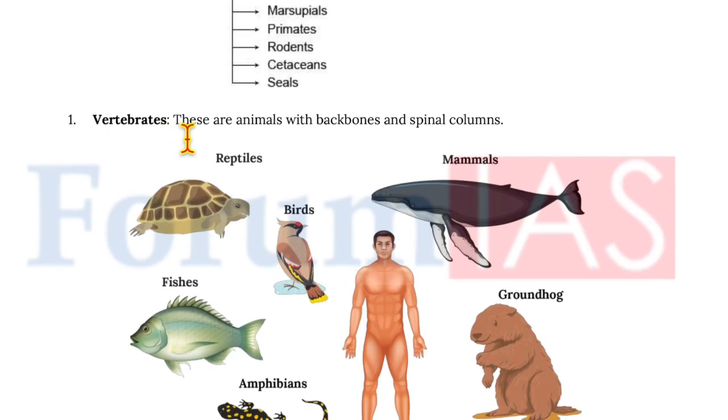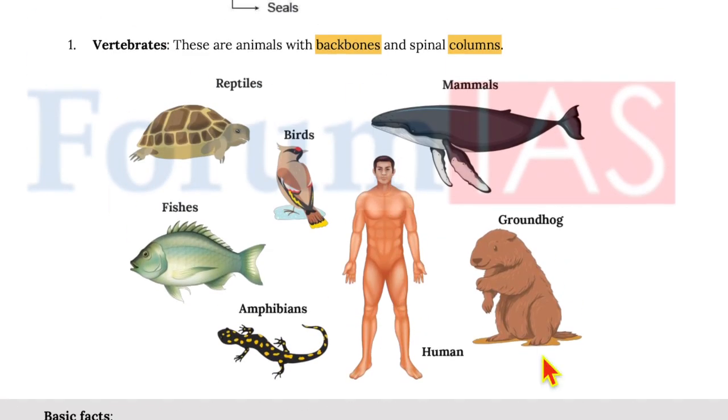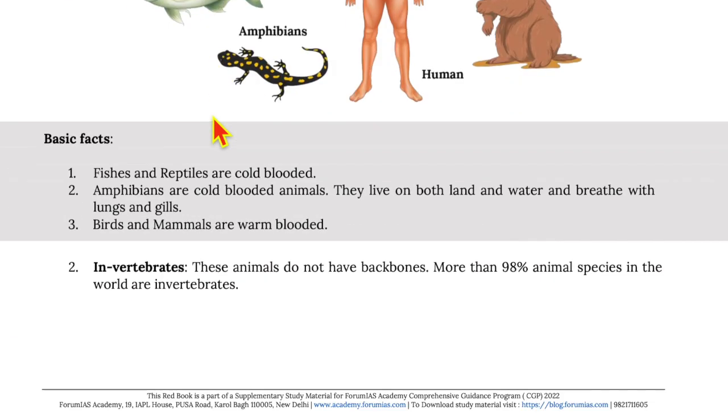Now, moving on to vertebrates, these are animals with backbones and a spinal column. Some of the examples would be amphibians, fishes, birds, reptiles, etc. Now, a basic fact is that fishes and reptiles are cold-blooded. Amphibians are cold-blooded animals. They live in both land and water and breathe with their lungs and gills. Now, birds and mammals are warm-blooded.